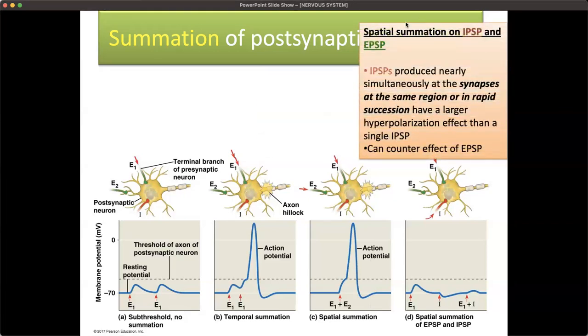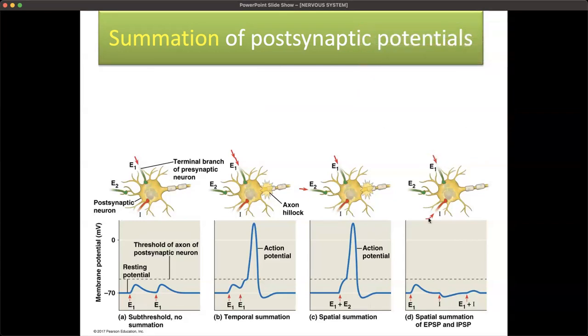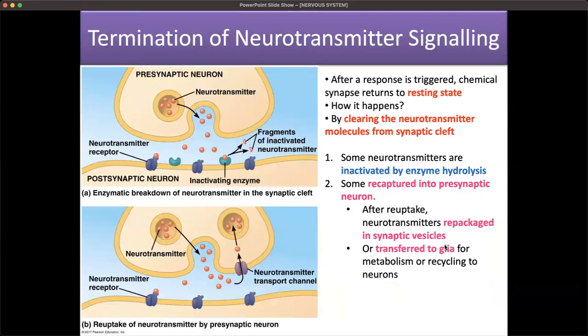Okay, and we have the spatial summation of IPSP and EPSP. They are produced nearly simultaneously at the synapse in the same region or in rapid succession, which is going to have a larger hyperpolarization effect compared to the single IPSP. So over here, because there are two, one is excitatory, another one is inhibitory. So even though there are two, E1 and E2, because of the inhibitory one, you're not able to produce another action potential. So this is the one.